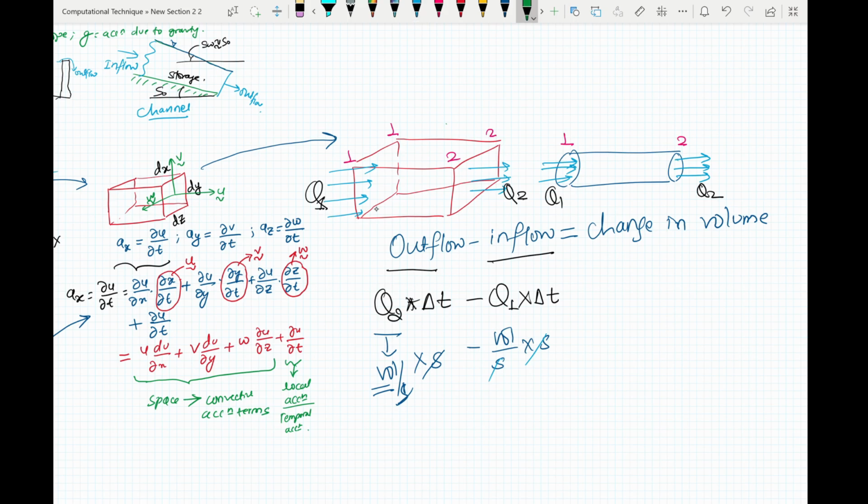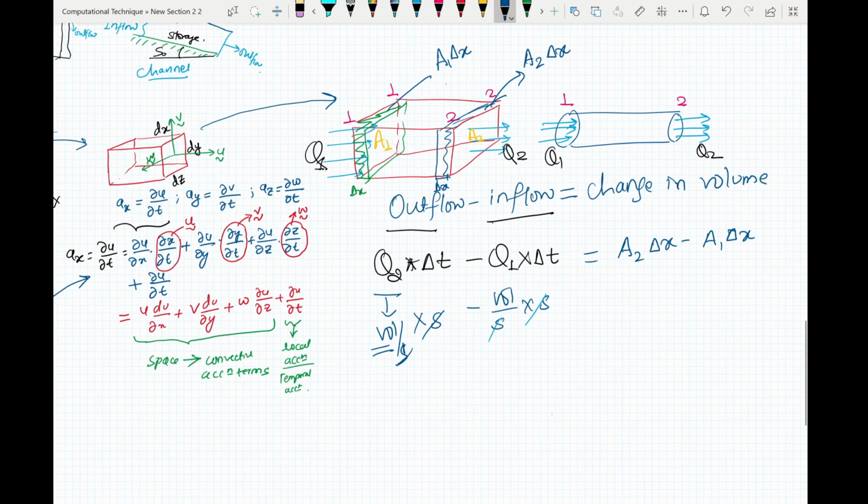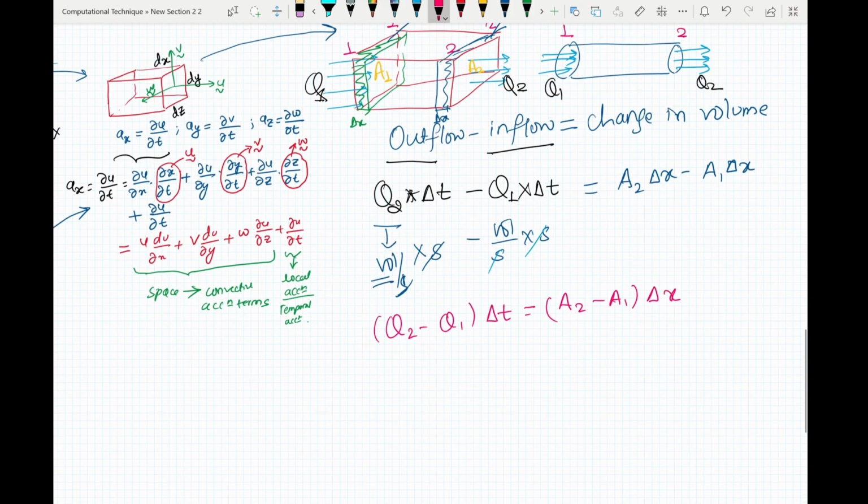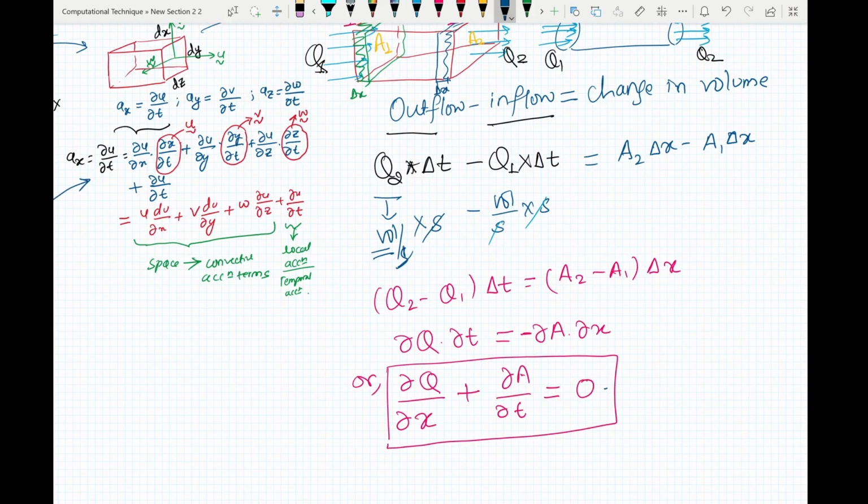Now here, if you take a small distance delta x, small length, then you can take a small volume like this. Let's say this is area A1 and here area A2, and you take a small distance delta x, then the volume here will be given by A1 delta x, and volume here will be given by A2 delta x. So your change in volume will be A2 delta x minus A1 delta x. Now I can write this as Q2 minus Q1 delta t equals A2 minus A1 delta x. You can write this in differential form as, now this is known as continuity equation.